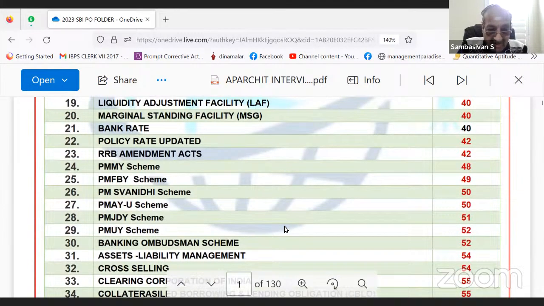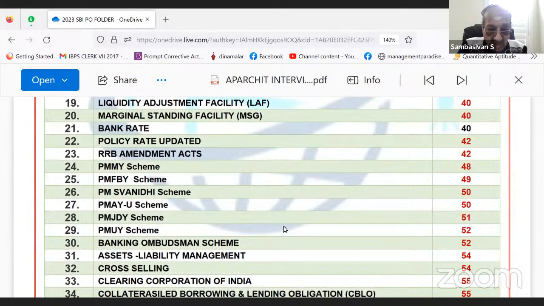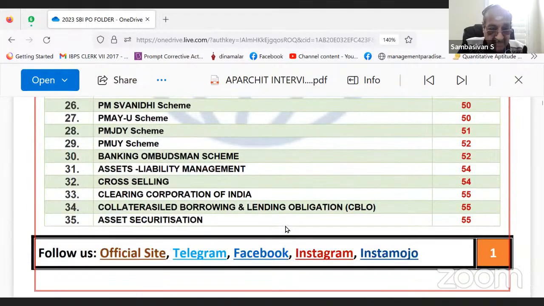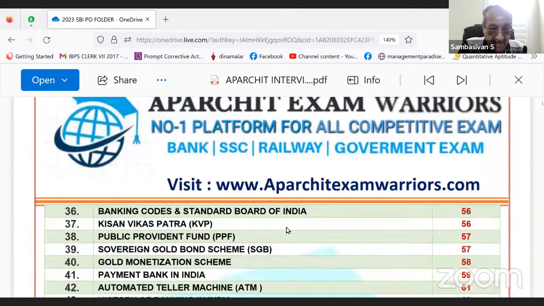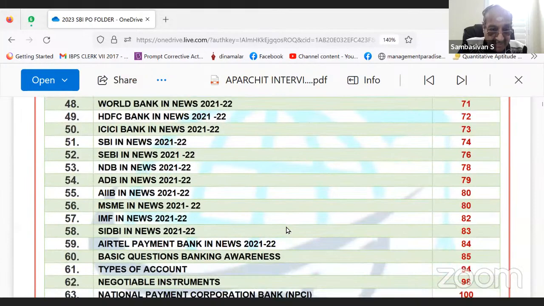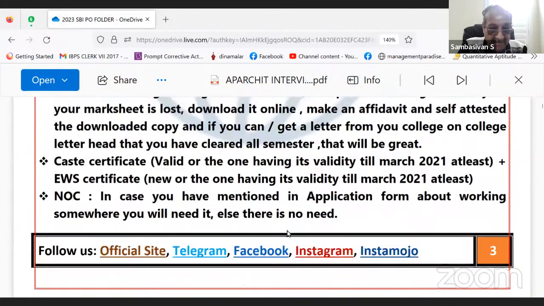See, this contains all very interesting questions. PMMY, PMFY, PM Swanidhi, PMAY, PMJDY, PMUY, Clearing Corporation of India. I'm not having patience to read. So many things are there. So please go through this. First, you will go through, I told you, budget and economic survey. And after finishing that, we will come to this Aparchit book. Try to go through some points so that we can answer questions easily in the interview.